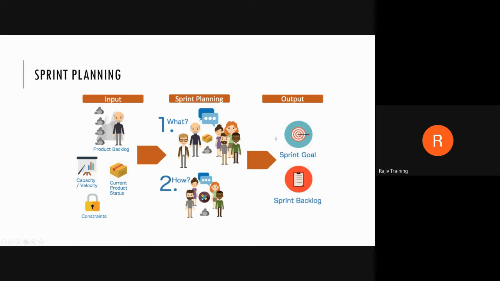Now, what are the outputs of this sprint planning meeting? The output of the sprint planning meeting is the sprint goal. First of all, you have the sprint backlog, by the way. What is the sprint backlog? Sprint backlog is nothing but all the user stories or items that you have decided to take up in this sprint. The list of user stories or requirements that you have decided to take up in the sprint is the sprint backlog. And what is the sprint goal?